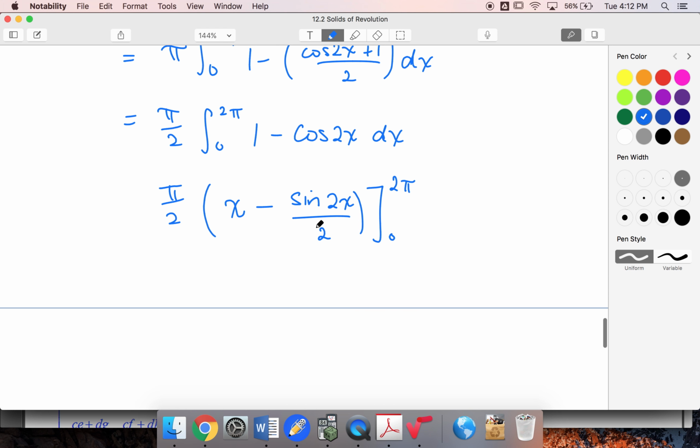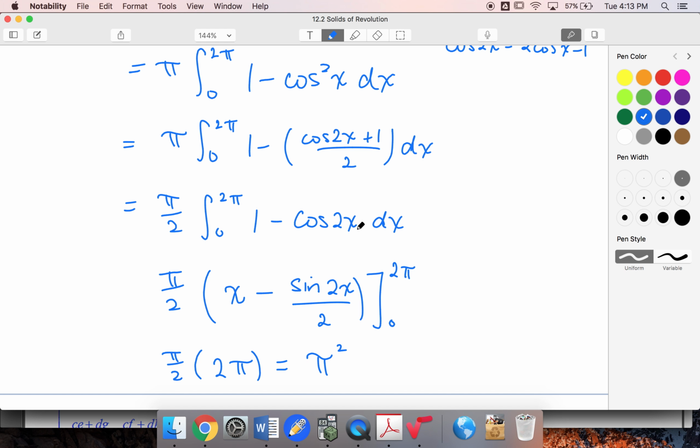And sine of 2 pi is 0. Sine of 0 is 0. So I'm just going to end up with pi over 2 times 2 pi. And I end up with a total volume of pi squared.